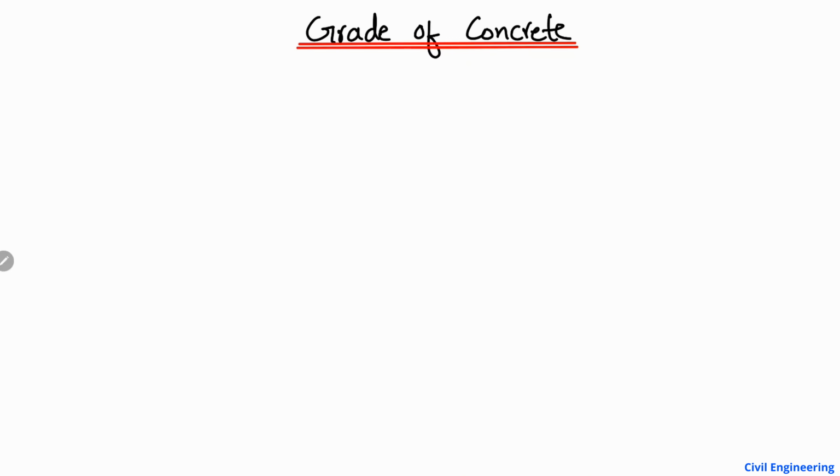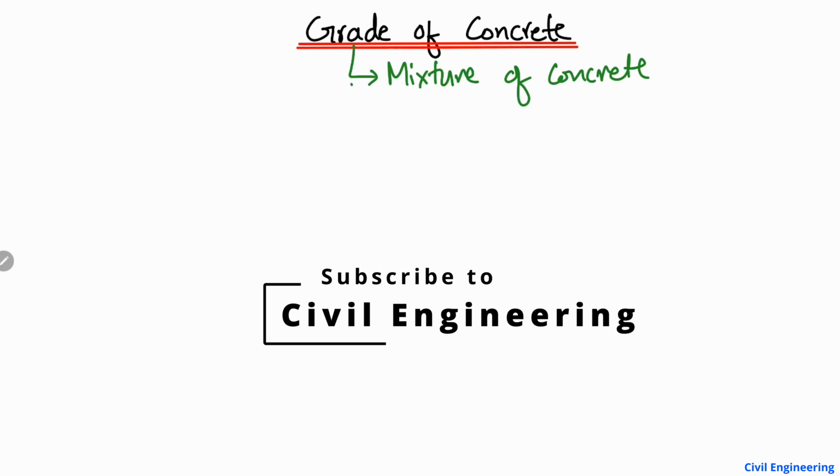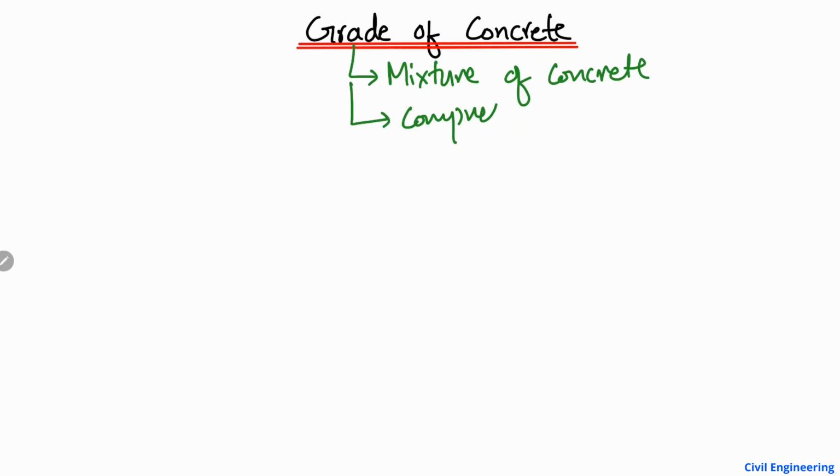In today's lecture, we are going to discuss the grade of concrete. So, grade of concrete basically represents two things. One is the mixture of concrete, or the mix design of concrete. And the second, it represents the compressive strength of concrete. So how?